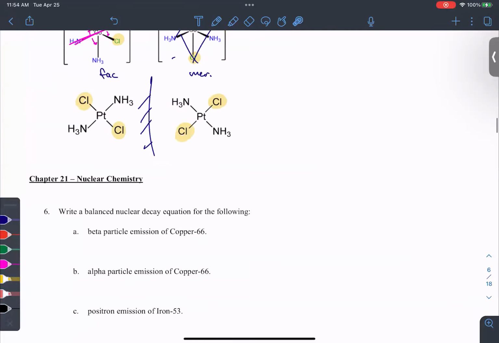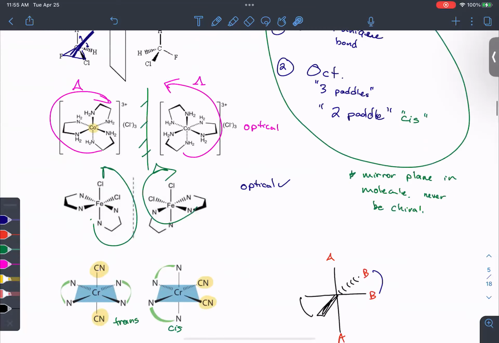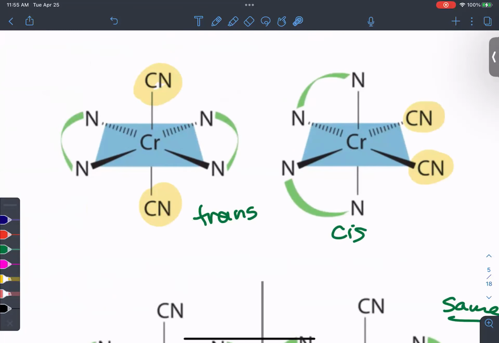So the question is, when I said the 2 paddles are cis to one another, what is that referring to? For this example, both of these molecules have 2 paddles, right? But in one of them, you can think of it both ways. You can think of it as the paddles being cis to one another, or the other ligands also being cis to one another. This does have an optical isomer, while the trans version, where the other ligands are trans to one another and the paddles are trans to one another, does not have an optical isomer.